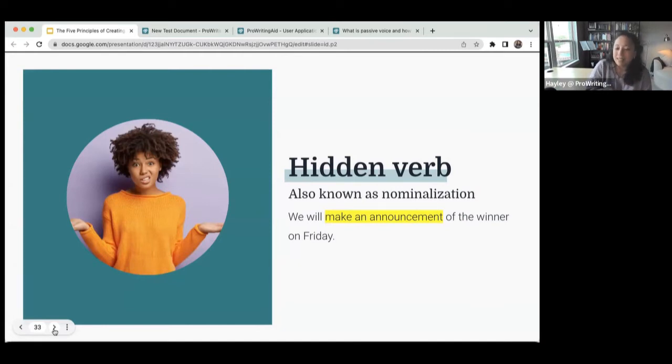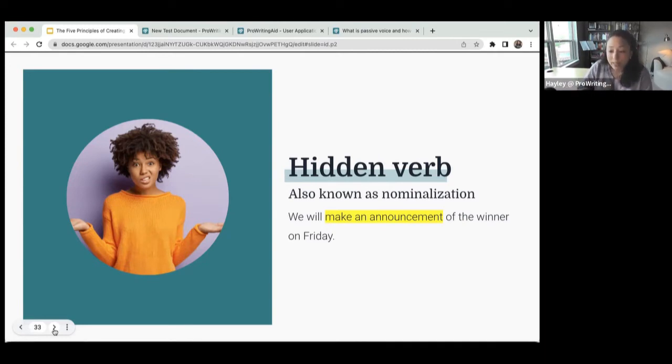because nominalizations are basically when you take a verb and you make it a much more complicated phrase. So in this sentence, instead of saying we will announce the winner on Friday, I've written, we will make an announcement of the winner on Friday. In this case, we've hidden the verb announce, and we've made this much more complicated phrase, make an announcement of, right? So we've said basically 4 words where just one powerful word, announce, will do.